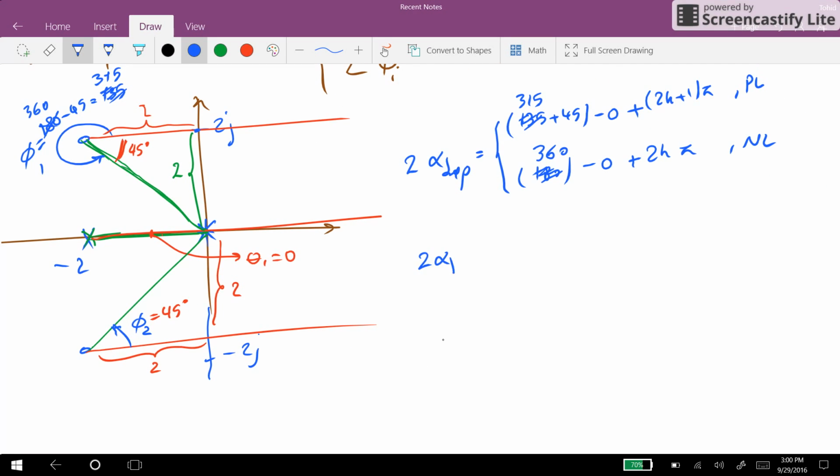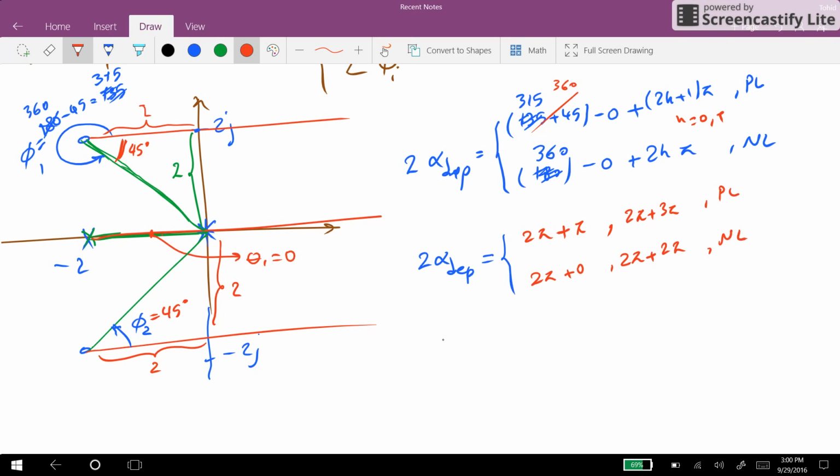So 2 times alpha departure could be obtained by setting values for h equal to 0 and 1, because we have two poles. For the positive locus, we will have 2 pi plus pi and 2 pi plus 3 pi. For the negative locus, we will have 2 pi plus 0 and 2 pi plus 2 pi.